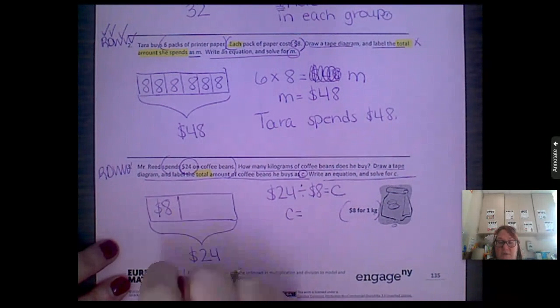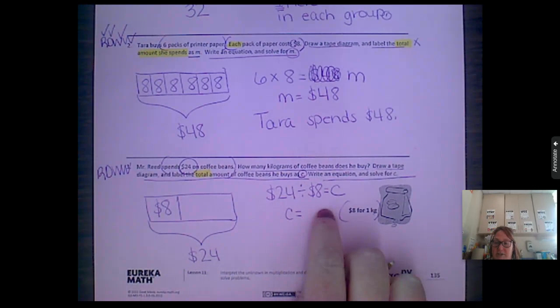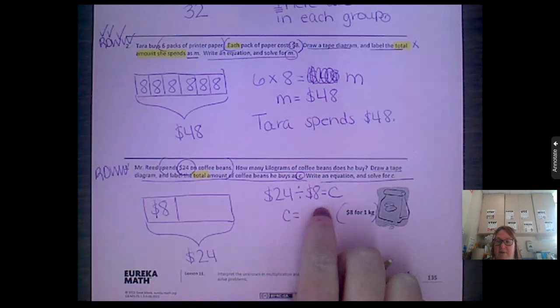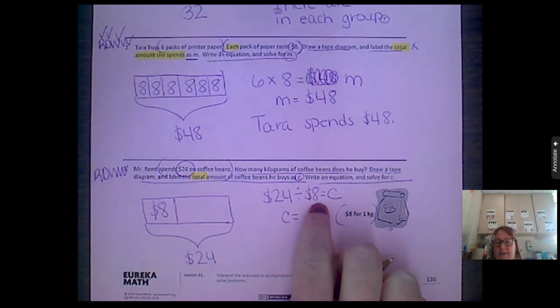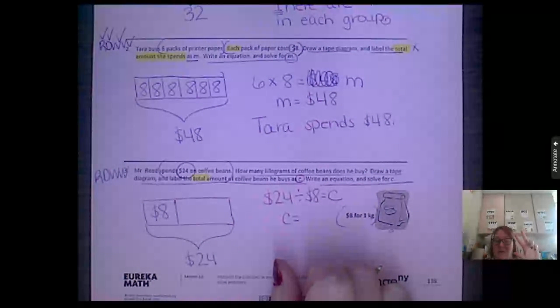You could do 8 circles in each group and keep making groups of 8 until you get to 24. I want to solve my number sentence, and that's one strategy I can use, and then I'll go back and finish my tape diagram. So I want to count by 8 till I get to 24. Will you count with me? 8, 16, 24. So it equals 3.